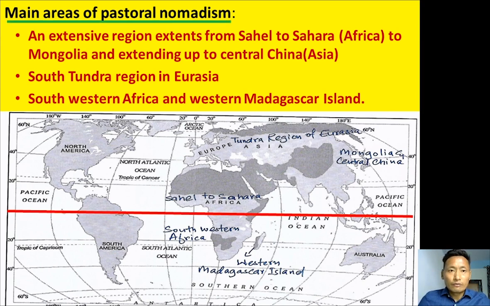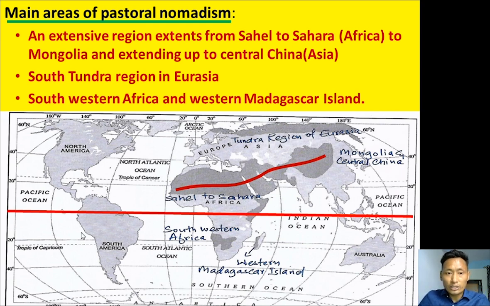So the first region is an extensive region that extends, a very large region, from the Sahel to the Sahara in Africa. Here we have Central Asia. Next to that, if we move to here, Mongolia and Central China. So these dark shaded regions show where some people are still doing pastoral nomadism, or nomadic herding. Tundra region of Eurasia, next region.